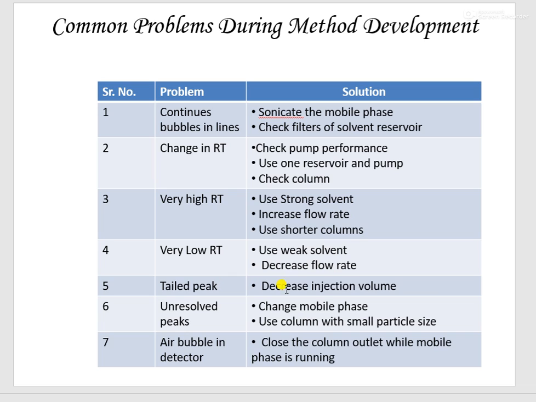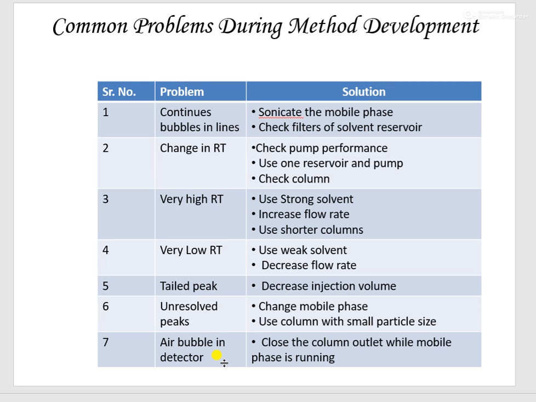Tail peak, decrease the injection volume. Sometimes it may happen that you have injected high volume of your sample, so because of that you can get tail peak, or sometimes the concentration injected is very high. So either you decrease the concentration of your sample, or you decrease the injection volume. Unresolved peaks, change mobile phase and use column with smaller particle size. As we have seen, as particle size decreases, resolution increases. So with small particle you can get resolution of your peak.